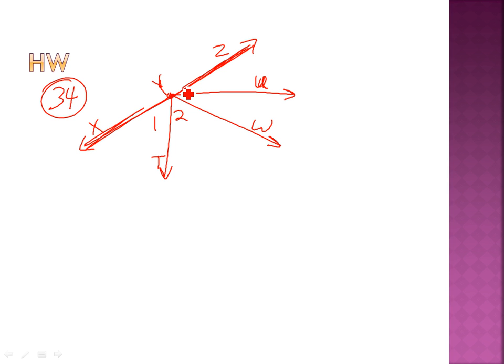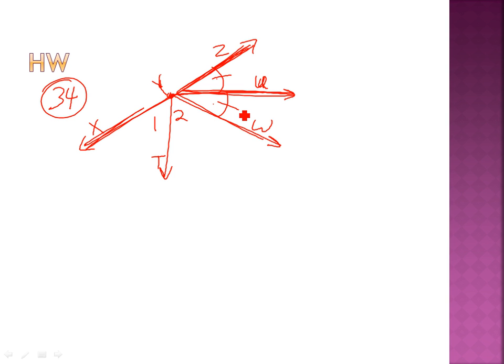All right, go on. Ray YU bisects angle ZYW. What's that tell us about these two angles? Congruent. So let's mark them congruent. Everybody understand that much so far? Wade, that makes sense so far? These two are congruent, right? Because that was bisecting it.